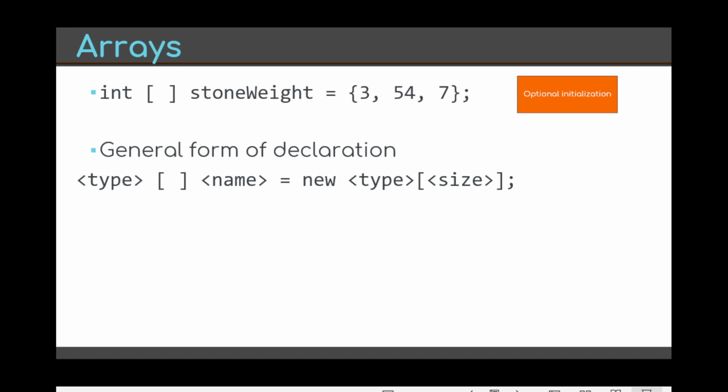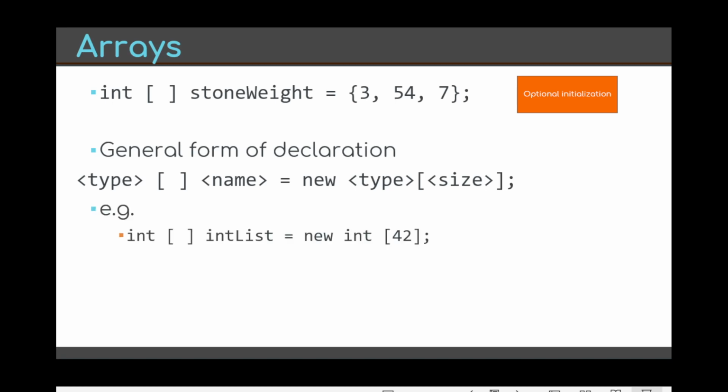So if you made a new int of size 5, you would have an array created for you of 5 zeros, and that array would be associated with whatever name you chose. And then you can use your name with the square bracket indexes 0, 1, 2, 3, 4 to pull out those individual values.